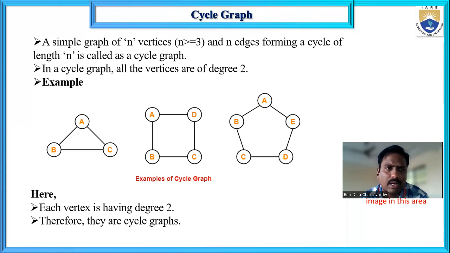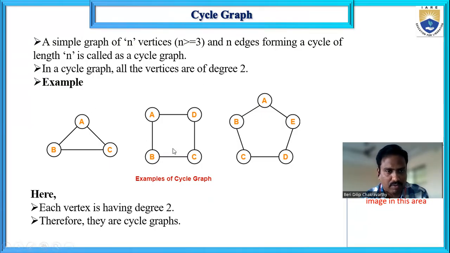Then cycle graph, a simple graph of n vertices. When you say a graph is a cycle graph, we consider a graph with n vertices and n edges forming a cycle of length n. So observe here, A, B, C: there are three vertices and three edges, which forms a cycle, just like a loop. In a cycle graph, all the vertices will have degree 2.